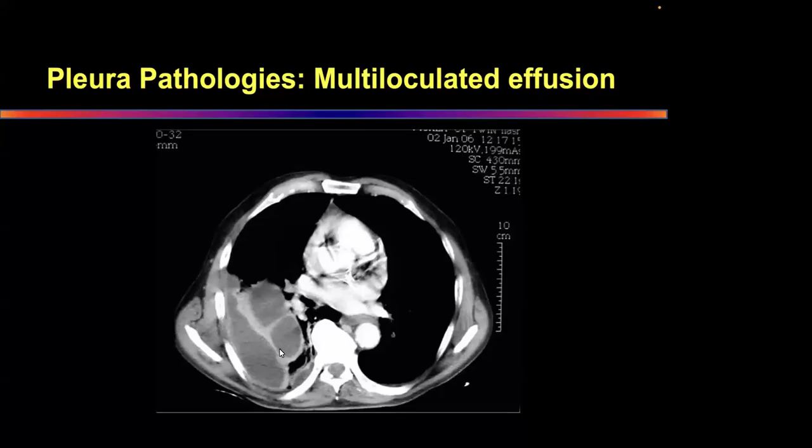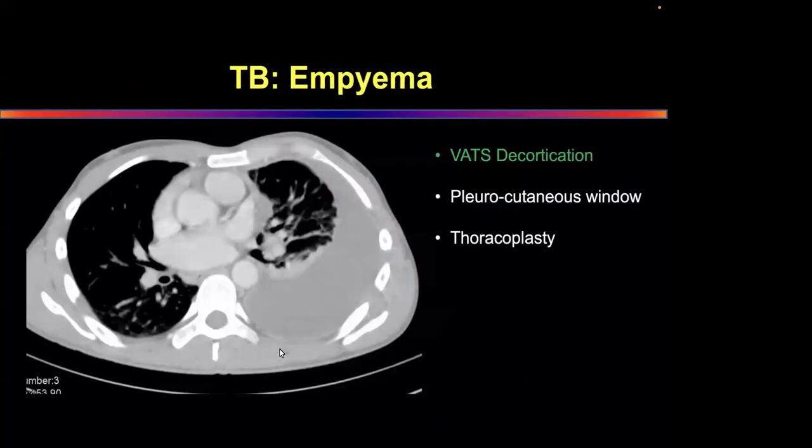Very commonly seen are multiloculated pleural effusions and empyema. VATS is a great technique to address this problem. In empyema, the most commonly seen cause is tuberculosis. We do VATS decortication and very rarely have to do a pleurocutaneous window or a thoracoplasty.